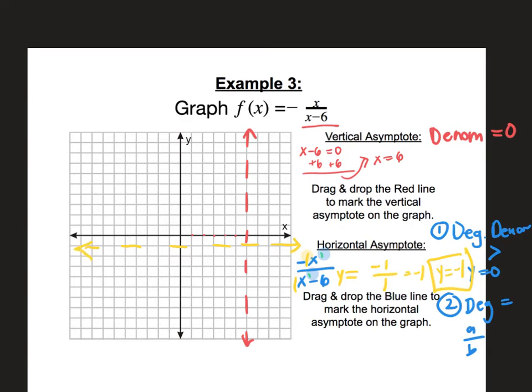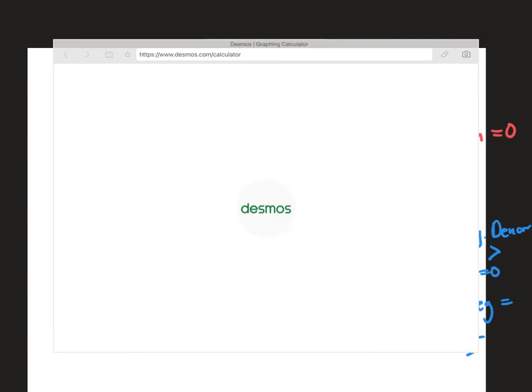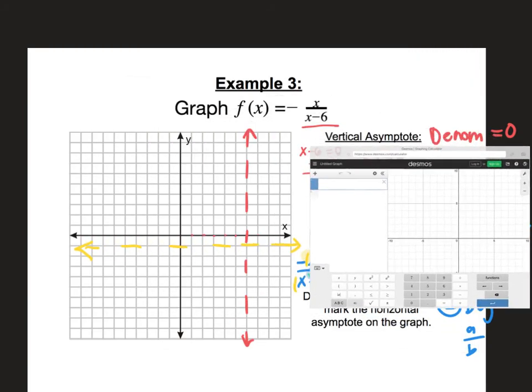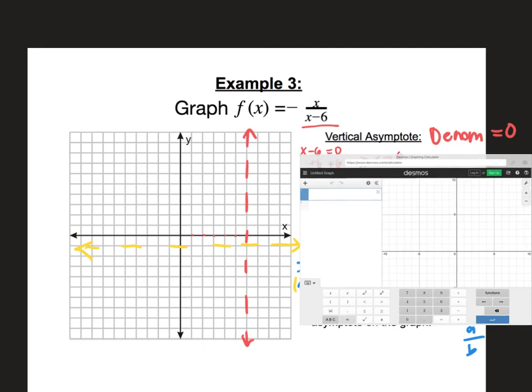From here, we're going to go to Desmos and graph it. Let me shrink it so I can actually see my equation. So my equation is y equals negative x divided by x minus 6. All right, and let's close this so we can actually see our graph.